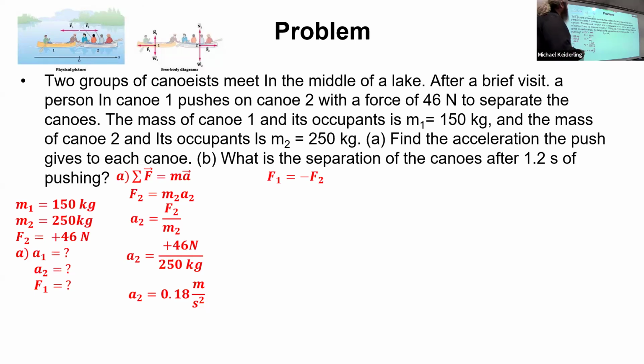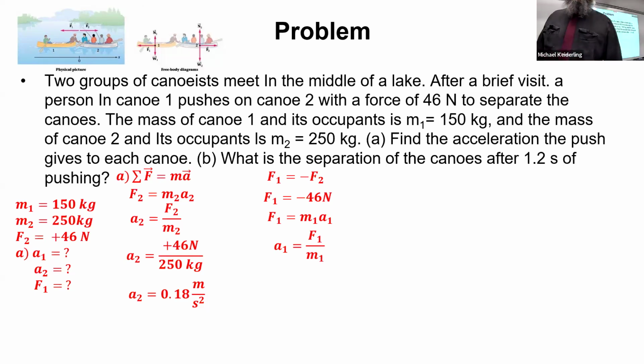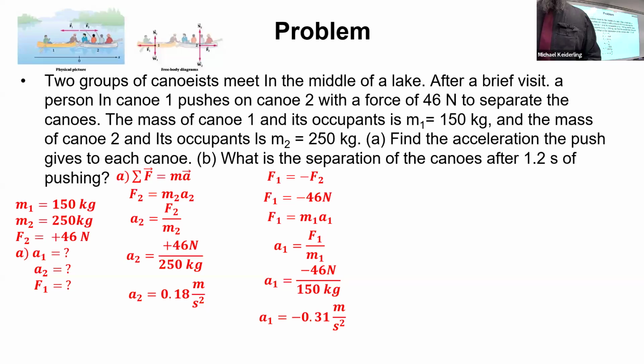Now, force 1 will equal minus force 2, because they're an action-reaction pair. So force 1 will equal minus 46 newtons. Force 1 will equal mass 1 times acceleration 1. Acceleration 1 equals force 1 over mass 1. So minus 46 newtons over 150 kilograms, or negative 0.31 meters per second squared.